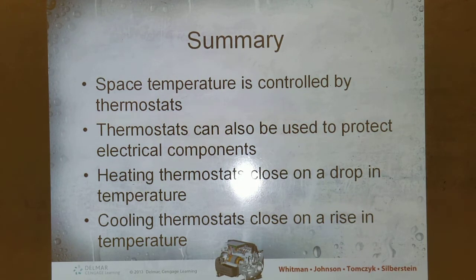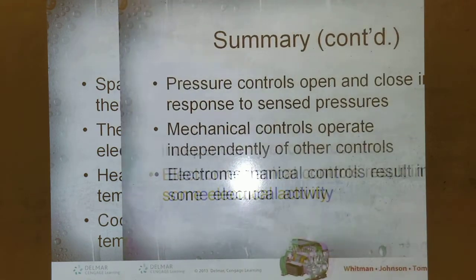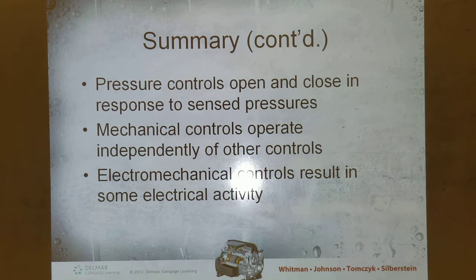Summary: space temperature is controlled by thermostats. Thermostats can also be used to protect electrical components. Heating thermostats close on a drop in temperature. Cooling thermostats close on a rise in temperature. Summary: pressure controls open and close in response to sensed pressure. Mechanical controls operate independently of other controls. Electromechanical controls result in some electrical activity. Okay, got that?